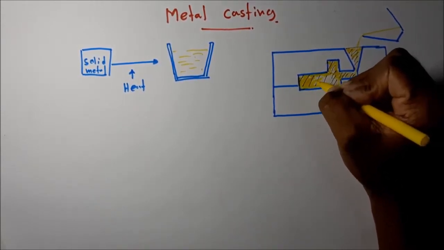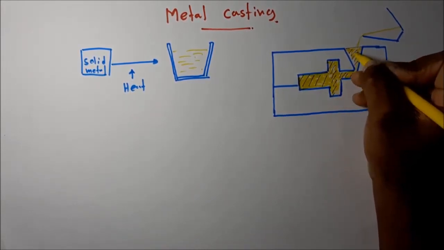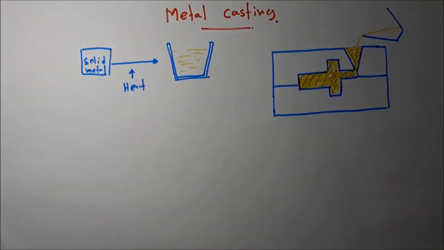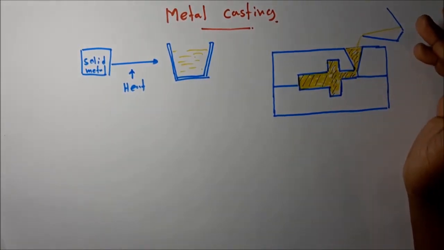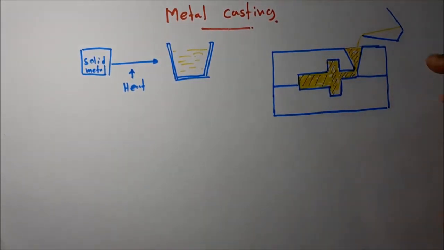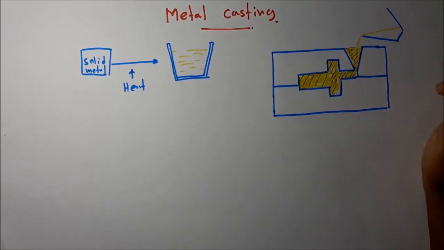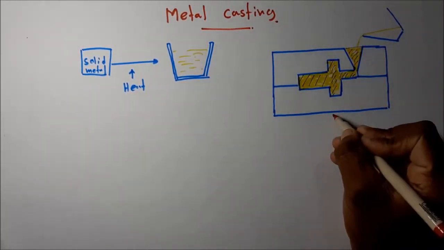Depending on the size of the cavity, that means the volume and the surface area, it takes time to solidify this part inside the mold. Some castings may take a few days to completely solidify. If you take a large cast component, it may take a few days to solidify completely, so we have to give the solidification time. After it solidifies, we can take out this part.